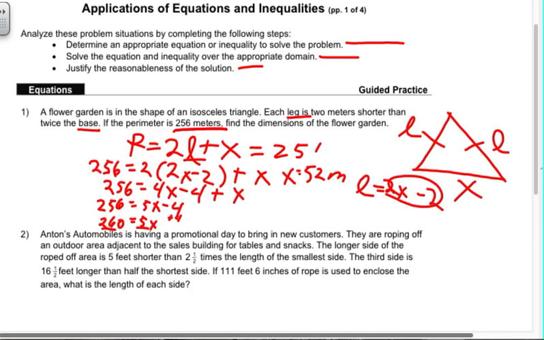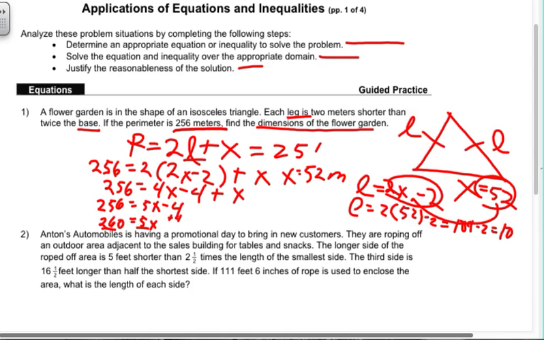All right, so we need to find the dimensions of the flower garden. We've got x, it's 52. To find L, I just plug this number in for x in here. So L is going to equal 2 times 52 minus 2, which would be 104 minus 2, which is 102. So each leg is going to be 102.